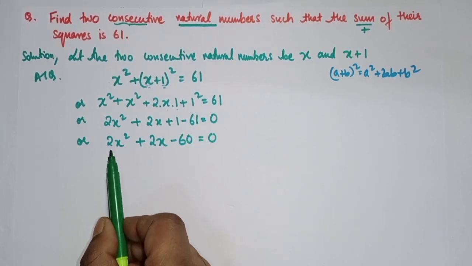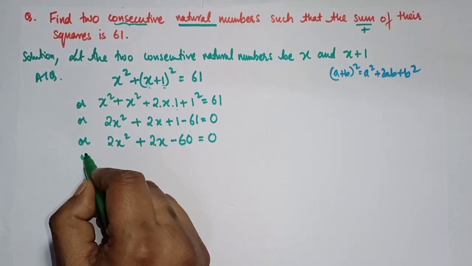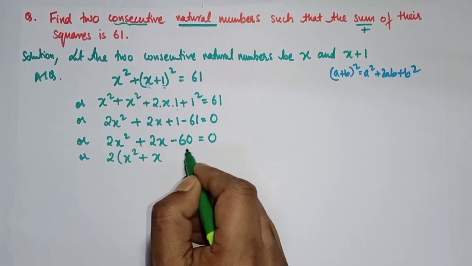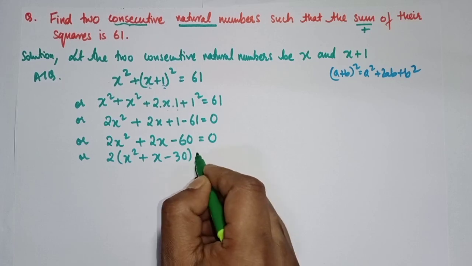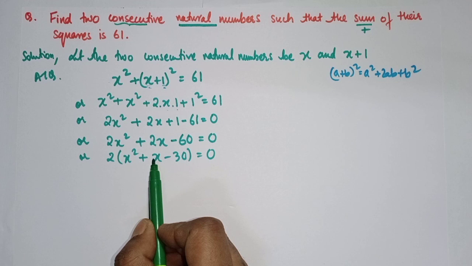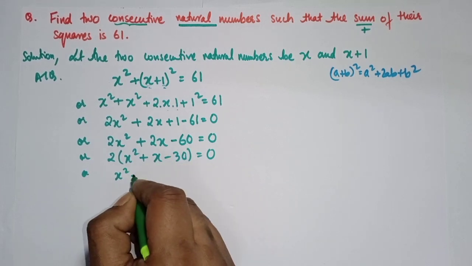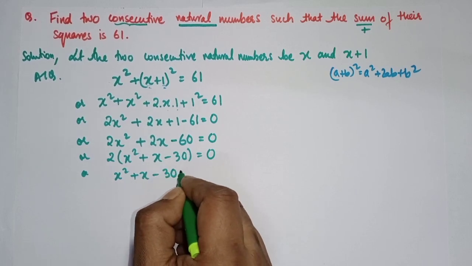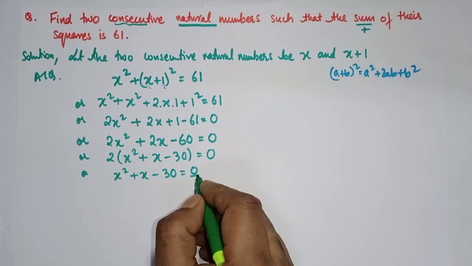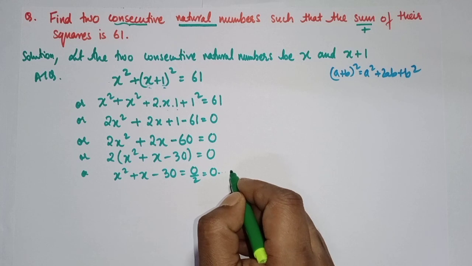Now you can see here 2, 2, 2, so everywhere 2 is there. So can I take common? Yes, I can take 2 common. When I take 2 common, it will be x square plus x, and 2 thirties are 60. You can think that you are dividing, so 2 cancels. So what I'll get now? x square plus x minus 30 equals to 0. So this is your equation.